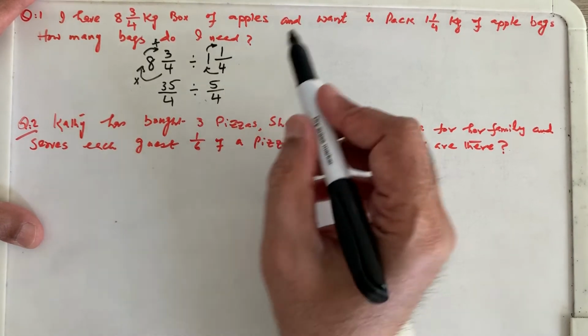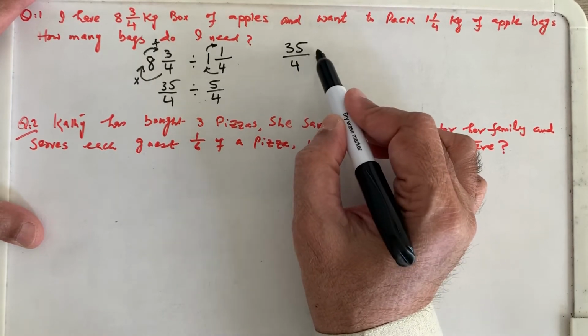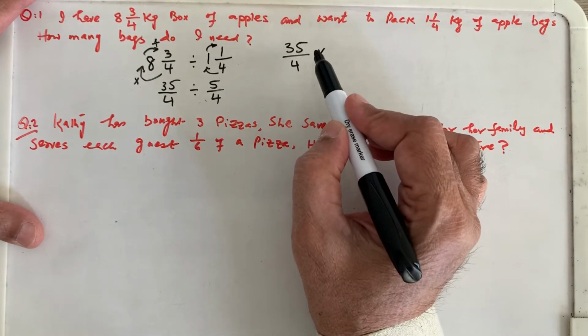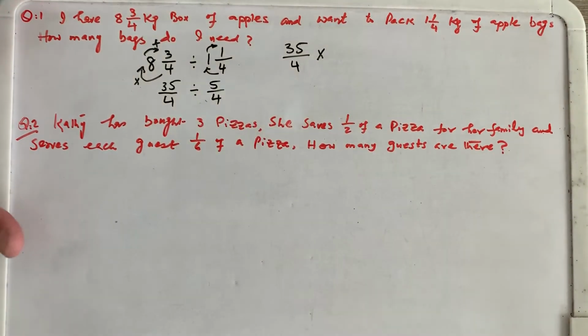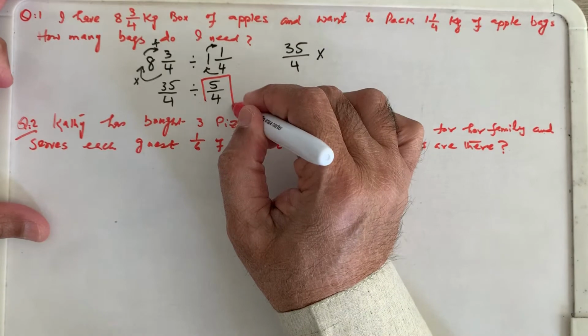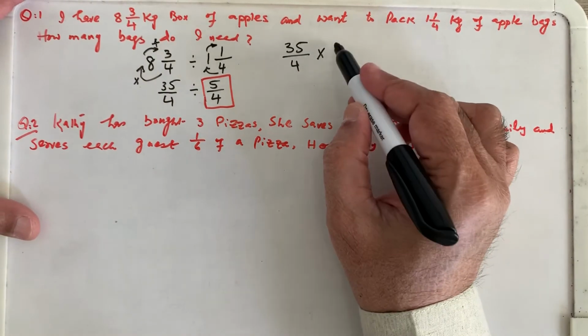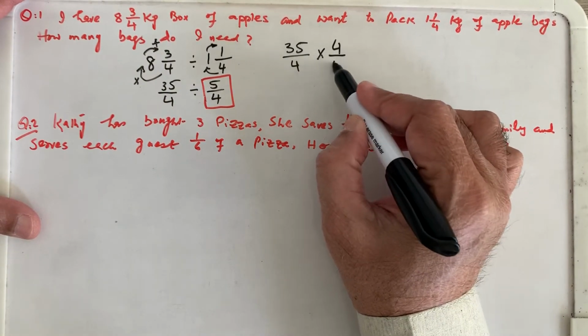And we learned that if we have a division, we can change that division sign into multiplication, but we have to flip the other fraction. So we have to flip this to change the sign. So now I am putting the multiplication sign and flipping this fraction to 4 over 5.